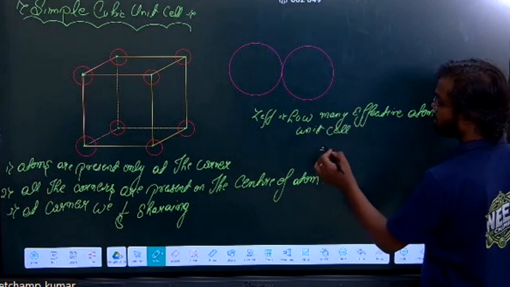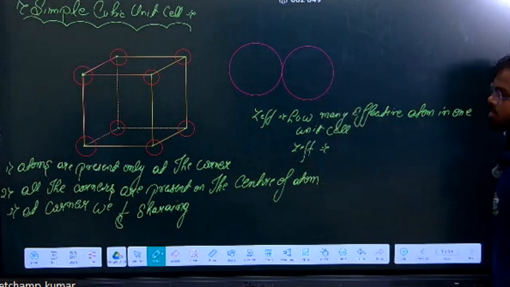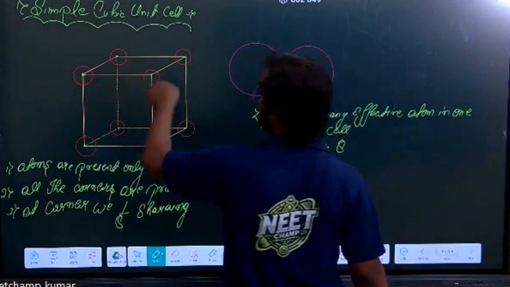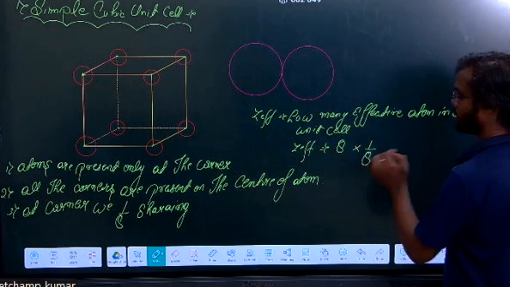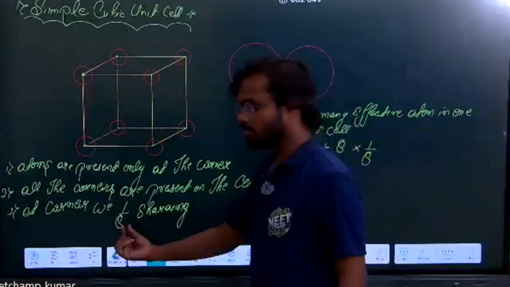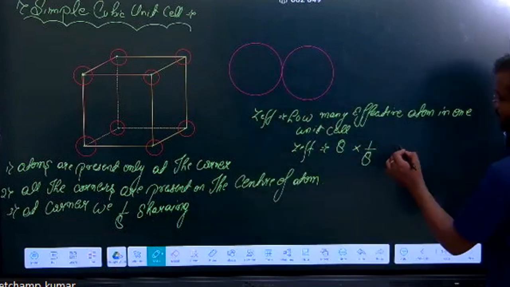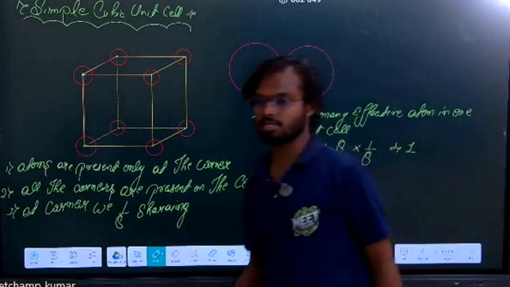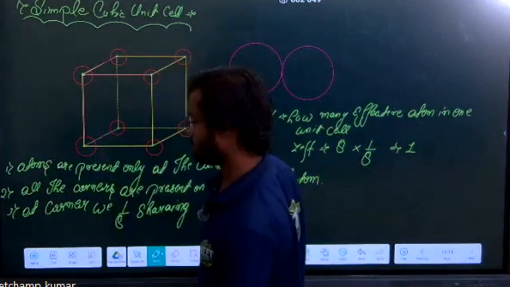So here you can see, if we want to calculate Z effective for a simple cubic unit cell, there are 8 atoms, right? 1, 2, 3, 4, 5, 6, 7, 8. Every atom has a sharing of 1 by 8 because they are present at the corner. So how many effective atoms are there? Only one effective atom. Overall, if you combine this, you will get only one effective atom. That is the meaning of this.